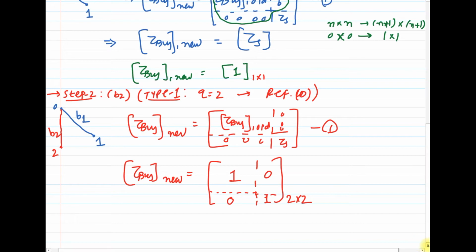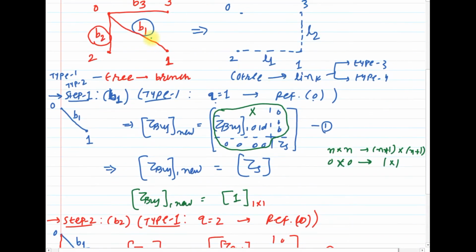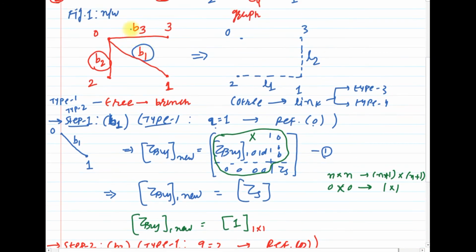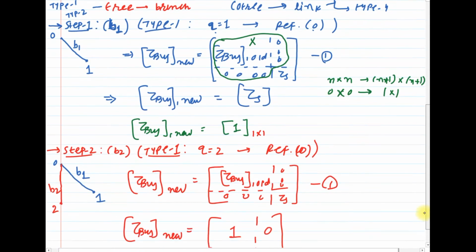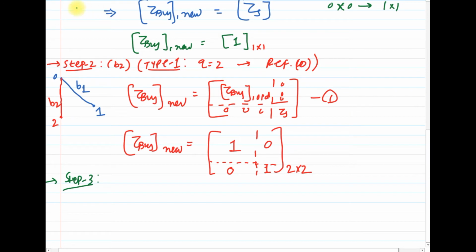I hope you have understood up to this. Now in the same way we have to consider step number 3, where we consider the next tree branch element, which is B3. Let me use different colors so you will have an idea what we are going to do. Previously we already have this element number B1.